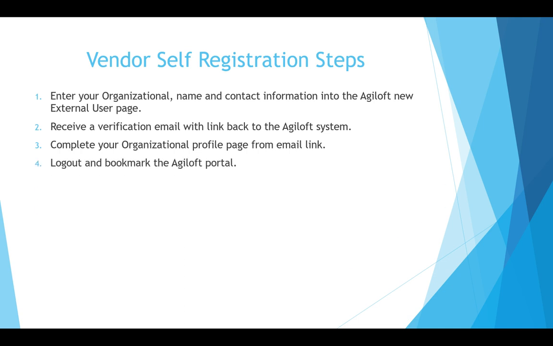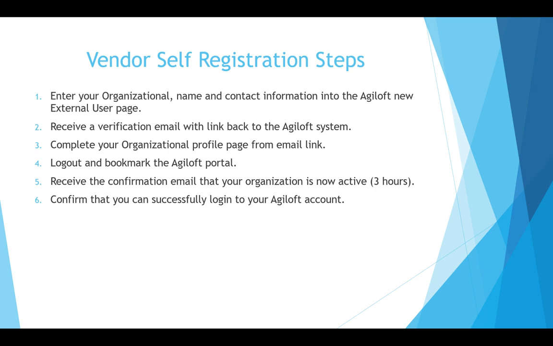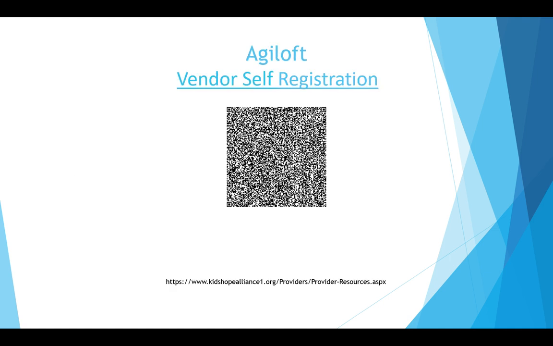Log out and bookmark the Agiloft portal, and then you'll receive the confirmation email that your organization is now active within the system. That can be anywhere from 1 to 3 hours for that automatic approval. And you'll want to confirm afterwards that you can successfully log into your Agiloft account once you receive an email telling you that it's active. And then just stand by for next steps from Kids Hope Alliance.